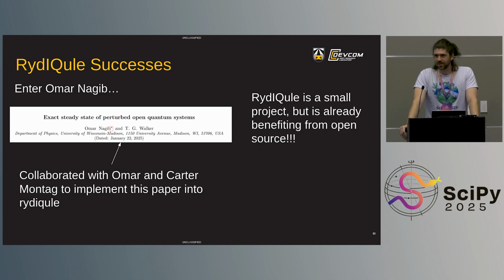He wrote it specifically thinking about Doppler averaging, so all those particles moving around, rather than solving for all of them independently. There's actually an analytic way to figure out exactly what the solution is. And he did a whole bunch of clever math to do that. And he contacted us. He was like, hey, I know about RydIQule, and I have this cool technique that I think can speed up RydIQule. Can I work with you on implementing it into RydIQule?